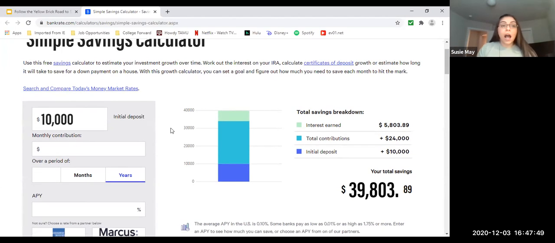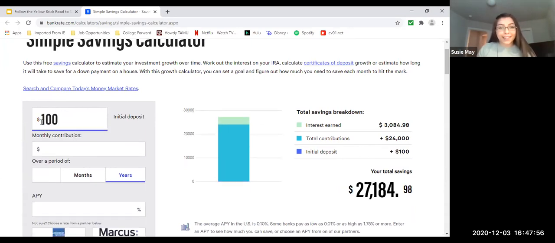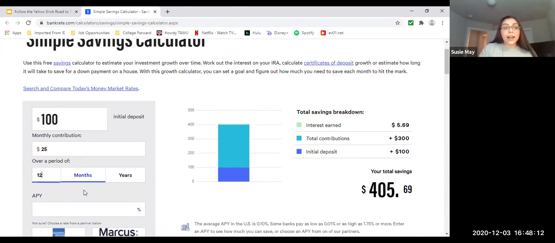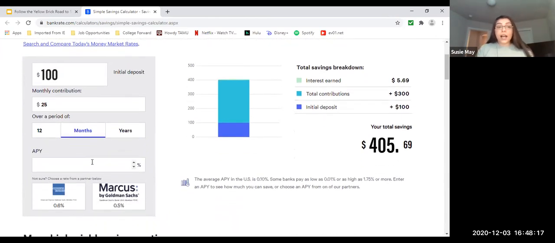Let's say I want to make an initial deposit of $100. I wish I could do 10,000. That would be amazing, but I can't. 100. Let's say on a monthly basis out of my budget, I'm going to contribute $25 a month over a course of 12 months, so a year. Now that APY down there is your interest rate. So let's say I have an interest rate of 0.01.